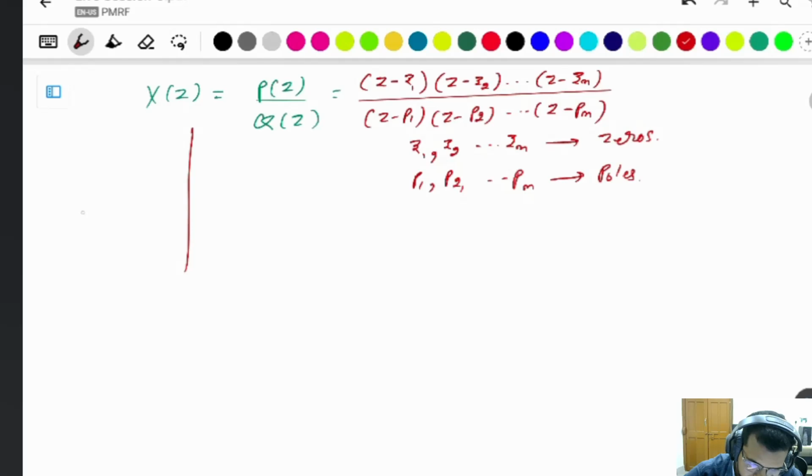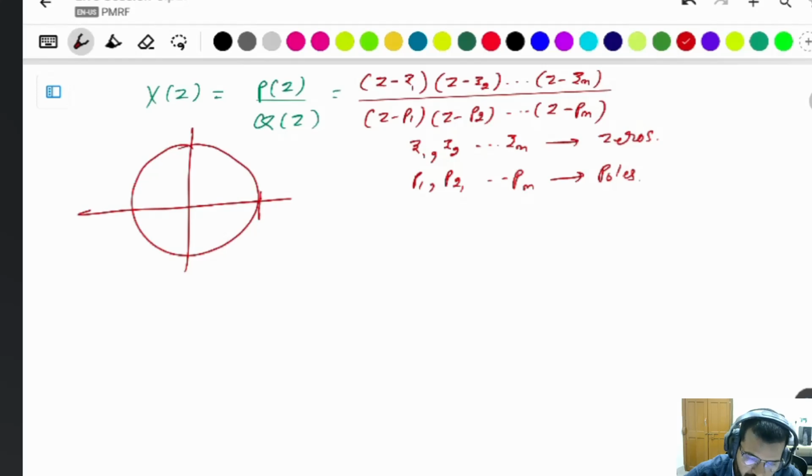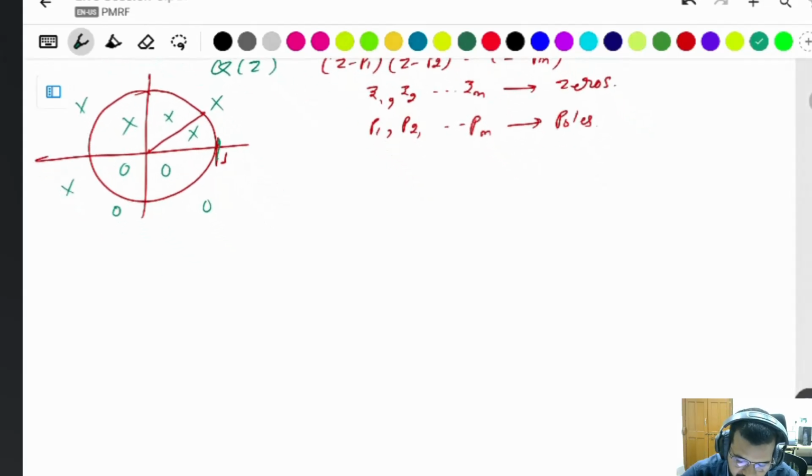It would be like between a unit circle, taking one with a radius of 1. Inside the unit circle, poles are written as crosses and zeros are written as 0, somewhere anywhere it can be, depending on the number of poles and zeros. This is the unit circle, defined as the Z omega circle in the Laplace.